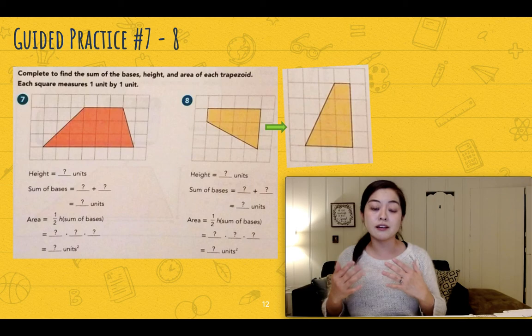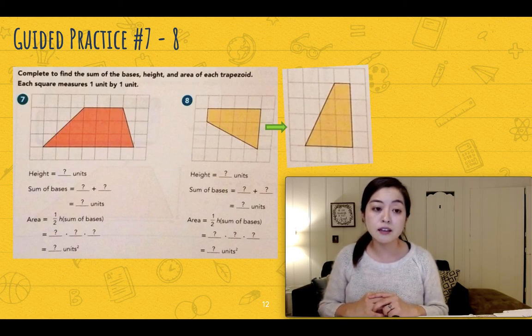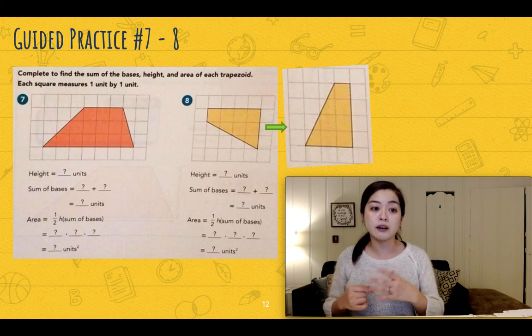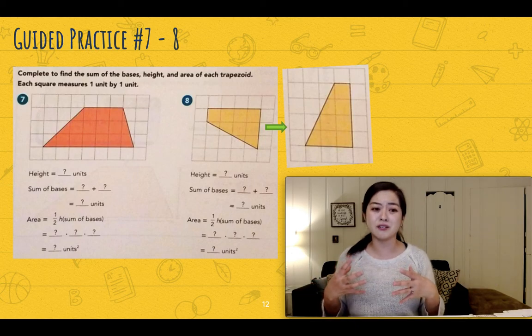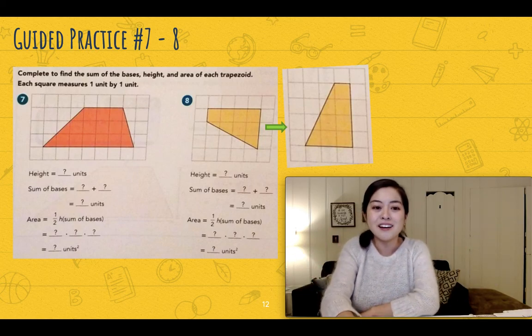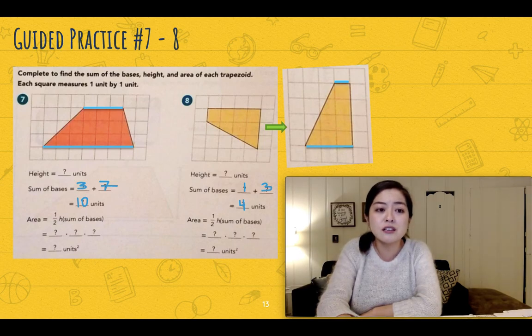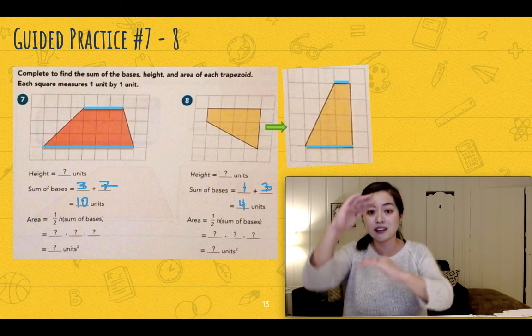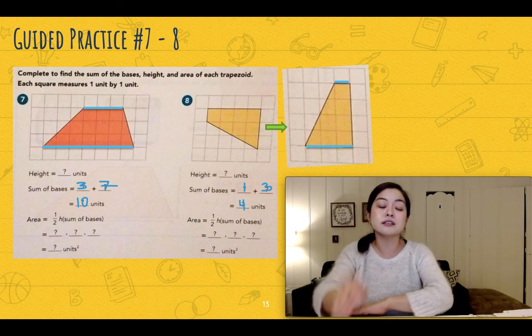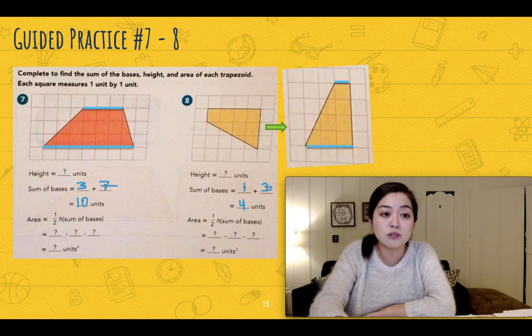Okay, now I'm ready. So in number 7 and 8, they ask you the height first, but before I do the height, I want to find the sum of the bases. And before I find the sum of the bases, I have to figure out what are the bases, okay? And so for 7, I see those two are the bases, and for 8, in my picture that I manipulated and turned around, I see that those two are the bases because they're parallel. And so the sum of the bases for 7 is 3 plus 7, which is 10 units. And for number 8, the sum of the bases is 1 plus 3, which is 4 units.